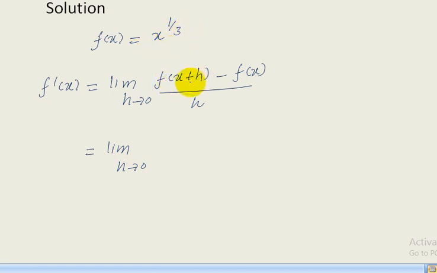so f of x plus h is equal to cube root of x plus h, minus cube root of x upon h. In order to find this limit, we have to rationalize this function. Now we learn how to rationalize a cube root function.